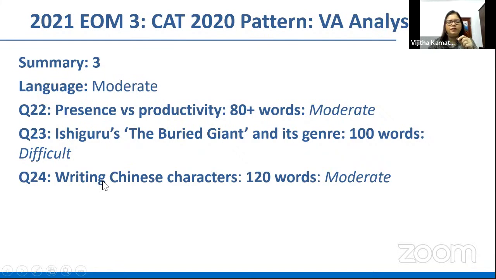The third paragraph, question 24, which spoke of writing Chinese characters and the complexity involved in it, again wasn't a difficult one, could have been taken very easily. So two moderate summary questions, one slightly difficult one. Maybe if you invested about 1.5 minutes per question here, or maybe 2 minutes for question 23, and 1.5 minutes for 22 and 24, which is a total of 5 to 6 minutes, this would have got you some good rewards.